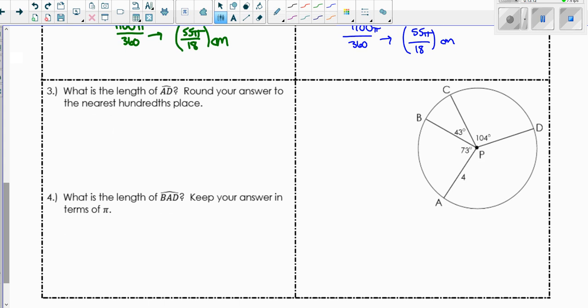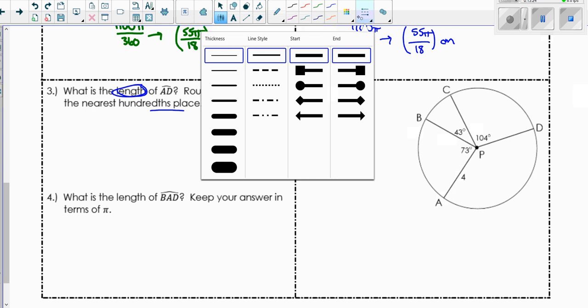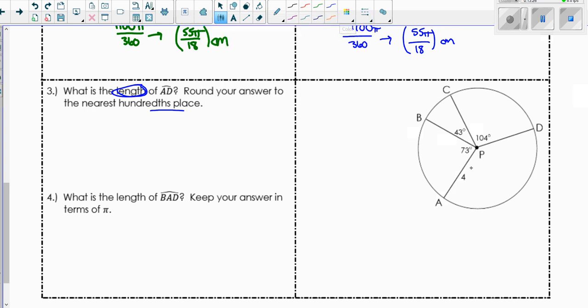Okay, let's try another one. This says, what is the length of arc AD? Again, notice it says length, not measure. So that means we should be thinking length, circumference. Round your answer to the nearest 100th place. So in this one, we're going to round. What is the length of AD? So here's AD, and notice that there's two ways that I can go with AD. I can go this way, which is not possible because I use 2 letters, and that's a major arc. So then that means that I must be going this direction.